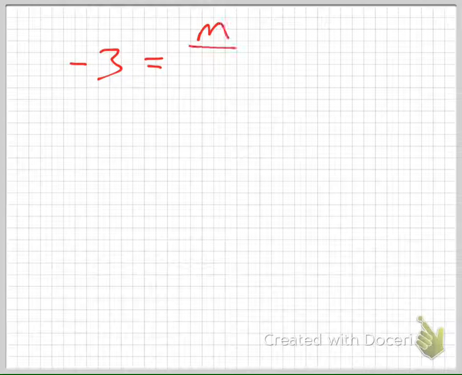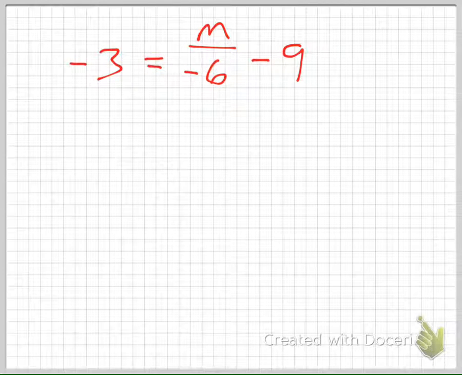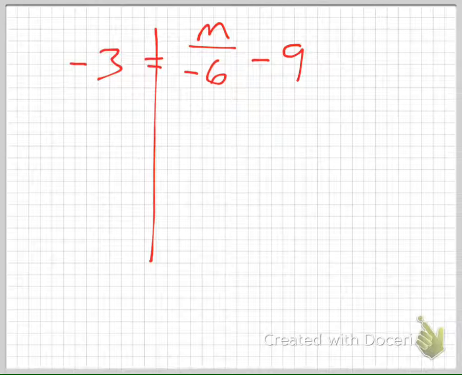All right. What about an uglier one like this? What if there's negative 3 equals m over negative 6 minus 9? Okay. First thing I do, line down the equal sign. I do that even still today. Next thing I do is I look to see if the variable's happy. He is not. Lots going on.